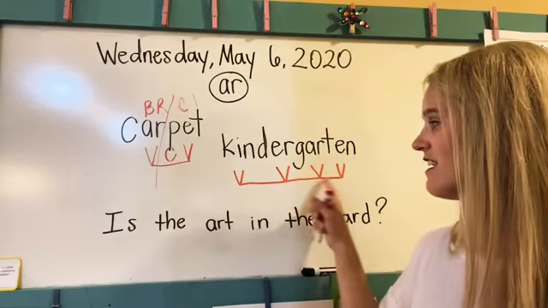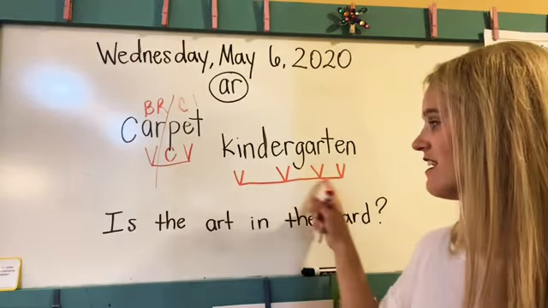Okay, now between this vowel and this vowel, same thing. That's a closed syllable also. So this first syllable is what? Kin. The second syllable says what? Der. The third syllable says what? G-R, gar. And the last syllable says ten.